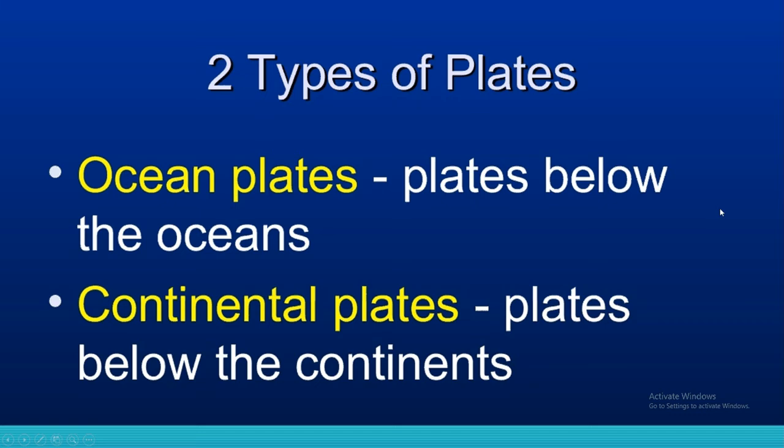So 2 types of plates we spoke about, oceanic plates and continental plates. Oceanic plates are the plates below the oceans. This is a bit of a generalization, but we're going to get into that. Then continental plates, plates below the continent, also not actually correct, because the edges of the continental plates are often covered by the ocean. But we'll see that in a moment.